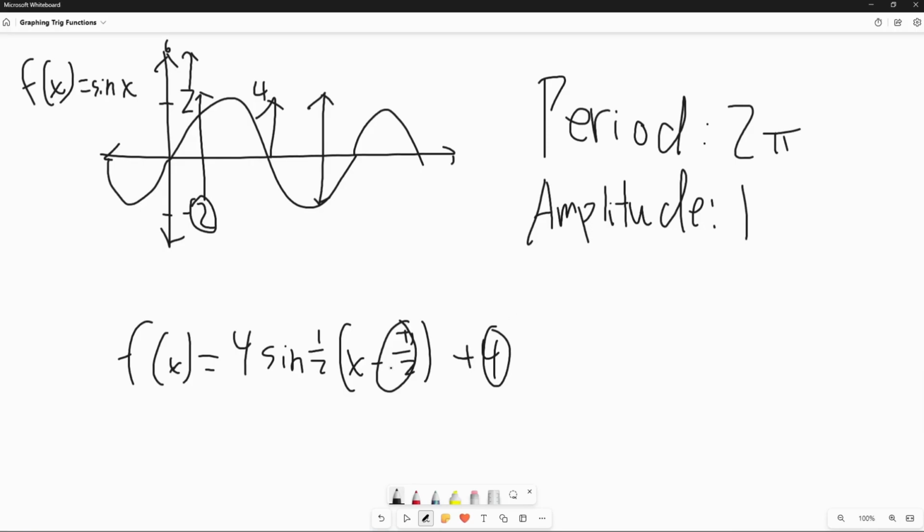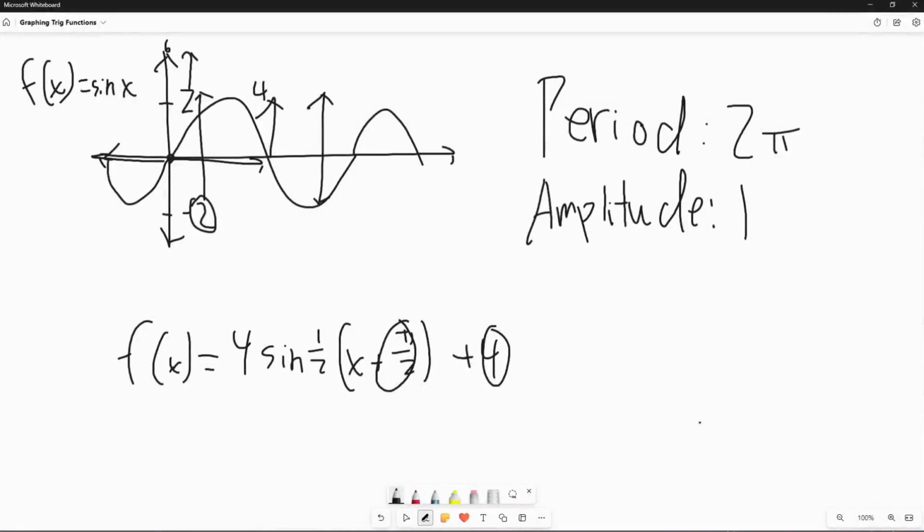And this negative pi over 2, the negative sign means the graph moves to the right. If it's positive, it moves to the left. And the pi over 2 means if it's negative, it moves to the right by pi over 2. So this point would go here. If this point was pi over 2, it would move to the right by pi over 2. If it was plus pi over 2, then it would move to the left, meaning it would move this direction.